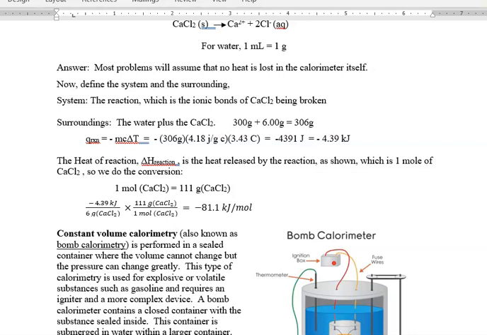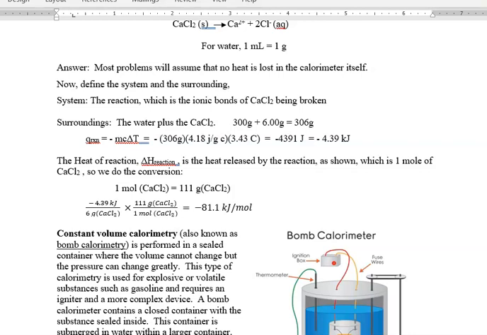So there's the equation, the only equation you need. It's MC delta T. And since the temperature is going up, it means the heat is coming out of the reaction and into the water. So the Q is positive for the water and negative for the reaction, and we're really interested in the reaction. So the mass is 306, the specific heat of the solution is 4.18, and the delta T, the temperature change, is 3.43. What you then get is negative 4,391 joules, or negative 4.39 kilojoules. Usually express your answers in kilojoules when dealing with enthalpies.